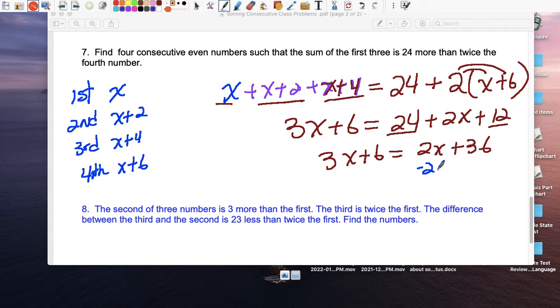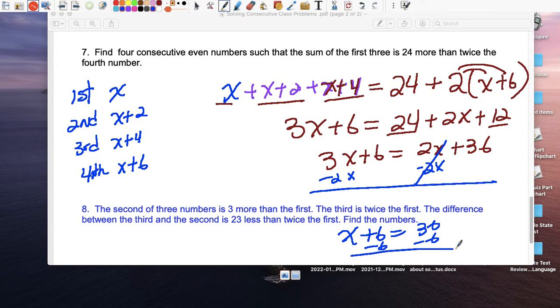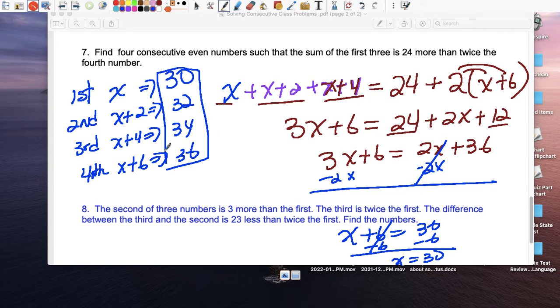Subtract 2x from both sides. 3x minus 2x is x. And then plus 6 equals, and 36 comes down. Minus 6 on this side, minus 6 on that side to isolate our variable. And x equals 30. So my first x equals 30. If x equals 30, the second even number is going to be 30 plus 2, which is 32. 30 plus 4, which is 34. And 30 plus 6, which is 36. And here are my 4 consecutive even numbers.